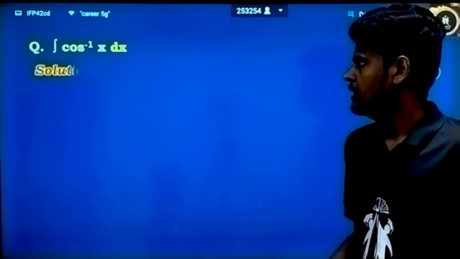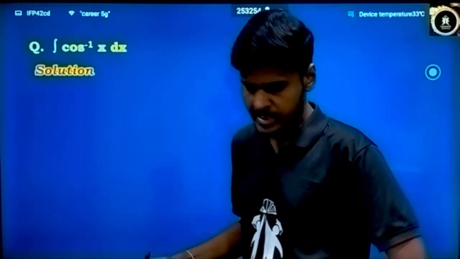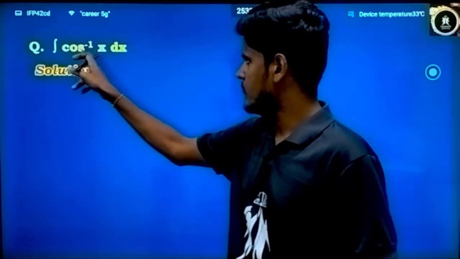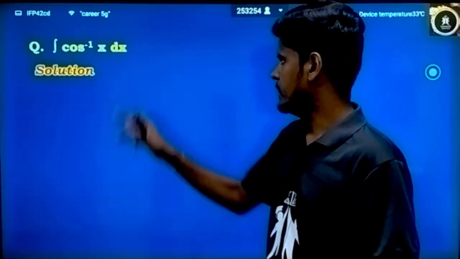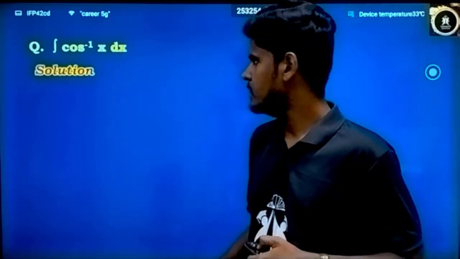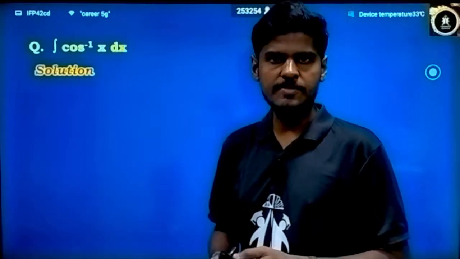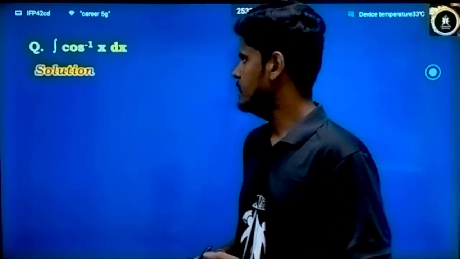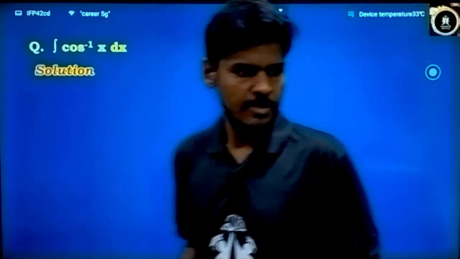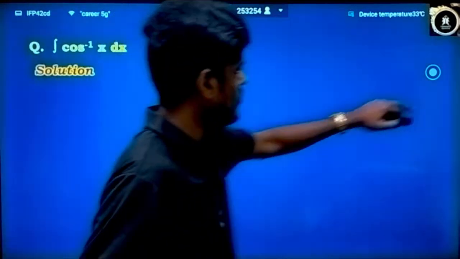Next is integral of cos inverse x. Again, here we have only one function, so we will take dx as algebraic and cos inverse x as inverse trigonometry. We can discuss the solution. First we will solve.